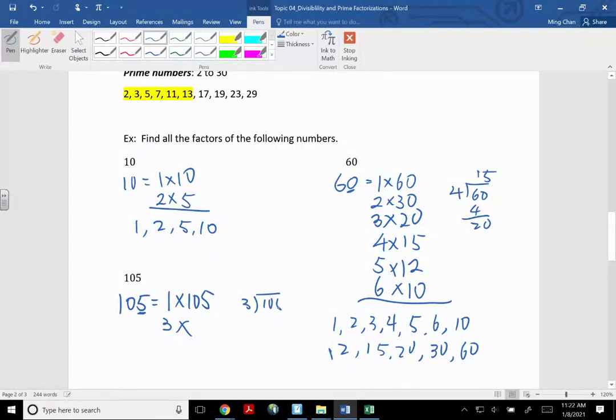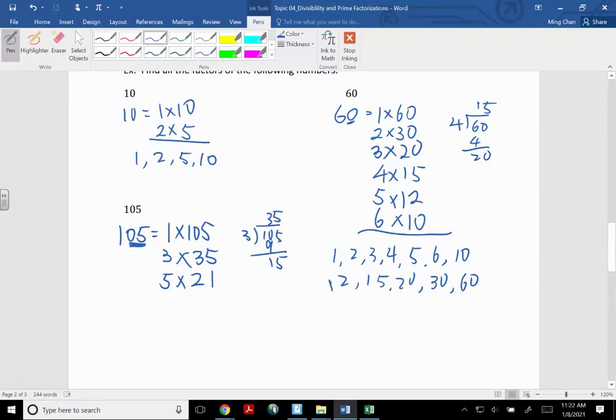3 going into 10 about 3 times. That's 9. 3 going into 15 5 times. So 3 times 35 is 105. 4. 4 looks at the last two digits. No, 4 cannot go into 5. 5 can, right? 5 goes into 105 about 21 times.